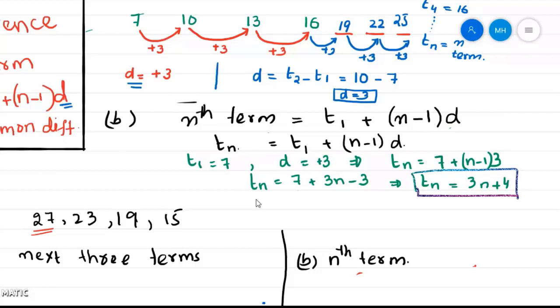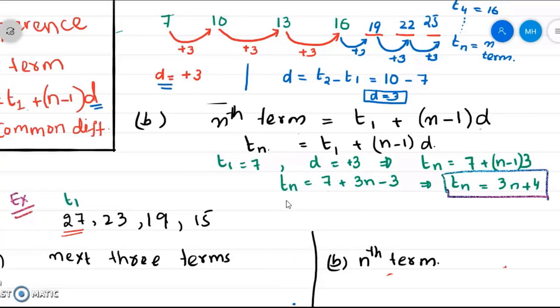So now I'm going to explain the sequence which is having decreasing order, not increasing. So here 27 is the first term, 23 is the second term, 19 is the third term, and 15 is the fourth term. Now we have to find the next three terms, for part 1. It means we have to find T5, T6 and T7.